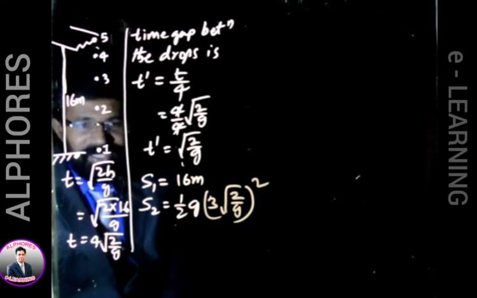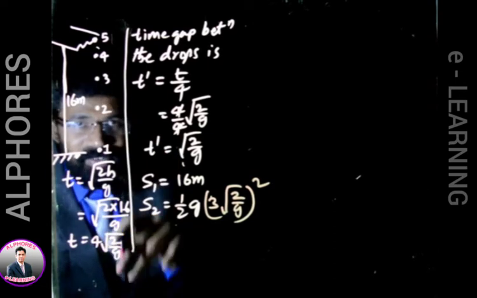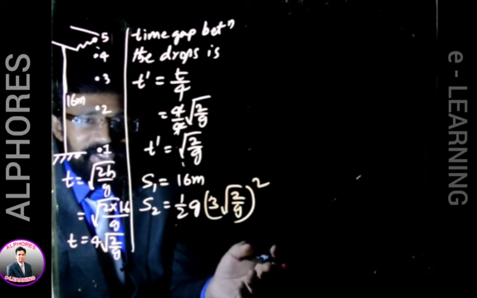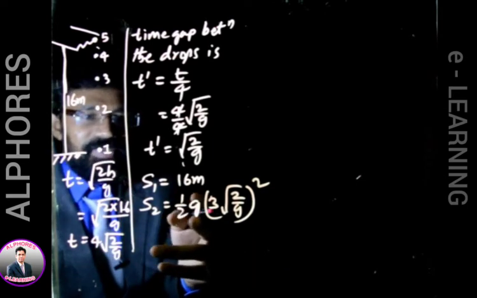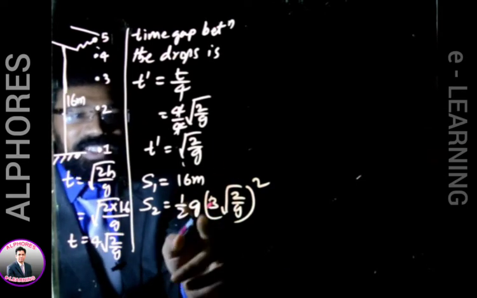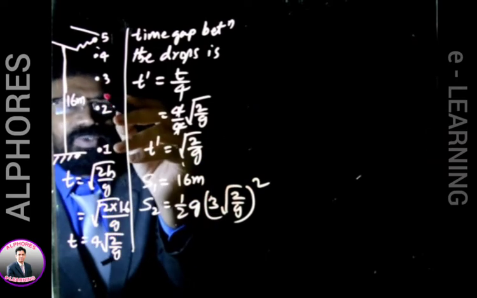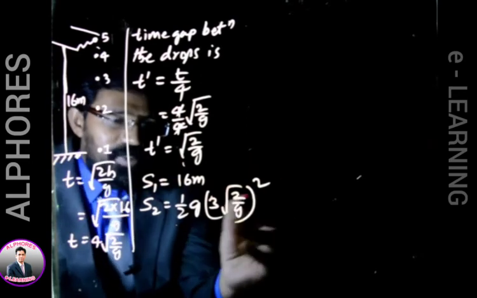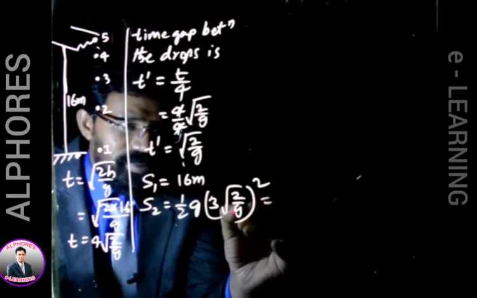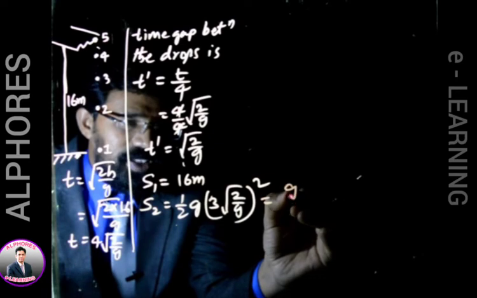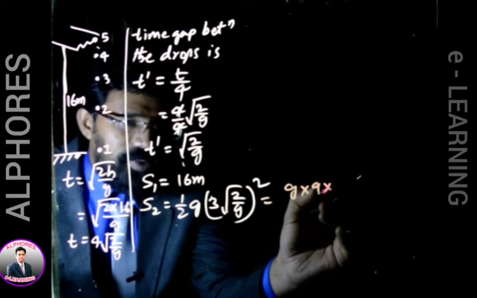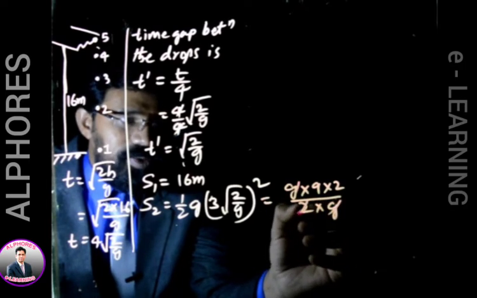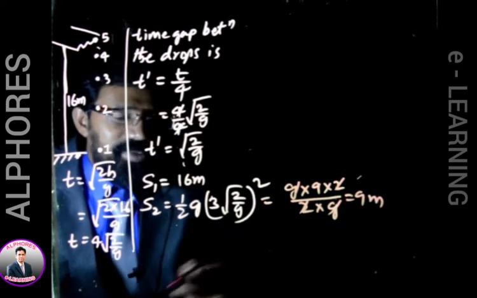Actually it is half g t square, no? Height of fall. In case of free fall, u t will be 0. S is equal to u t plus half g t square. u t will be 0. So S2 is half g, and here time is 3 times of under root 2 by g, because here we have got 3 time slots: 1, 2, 3. This can be further simplified. What you will get? g into 9 into 2 by 2 into g. g and g get cancelled. You will have 9 meters.